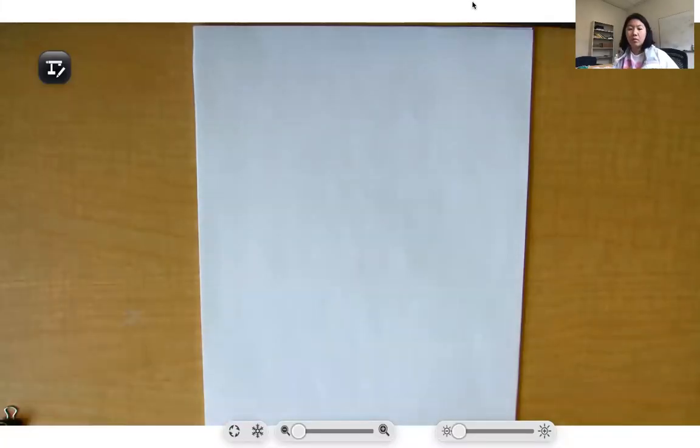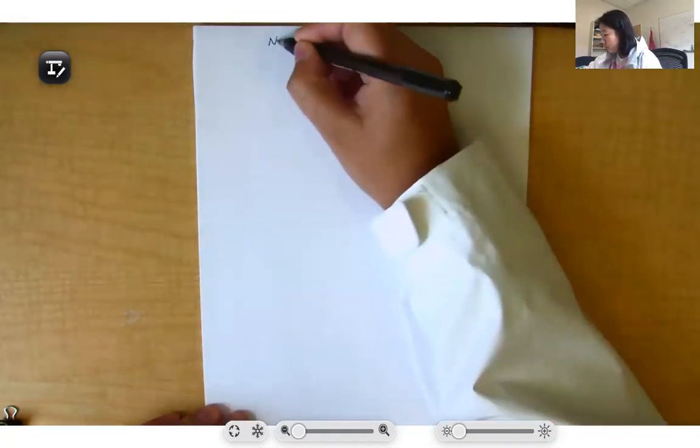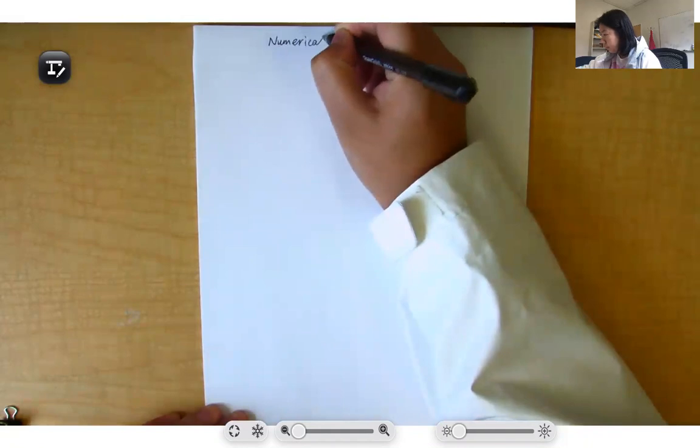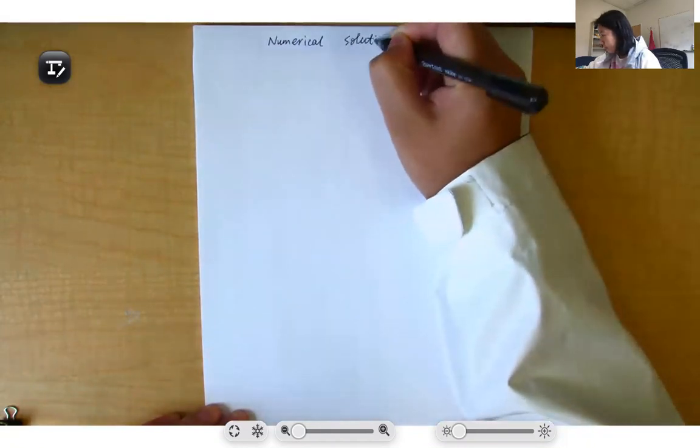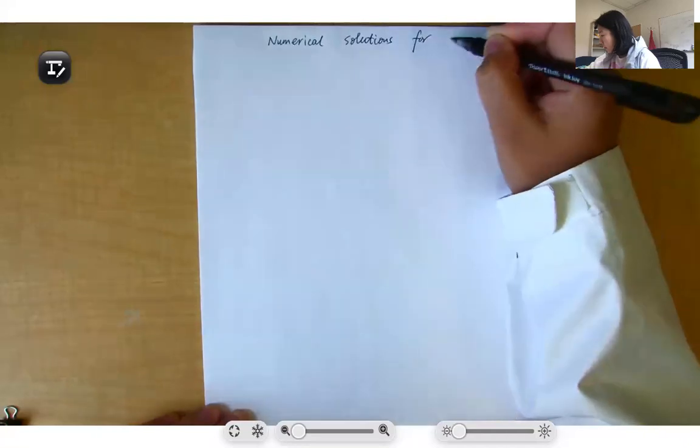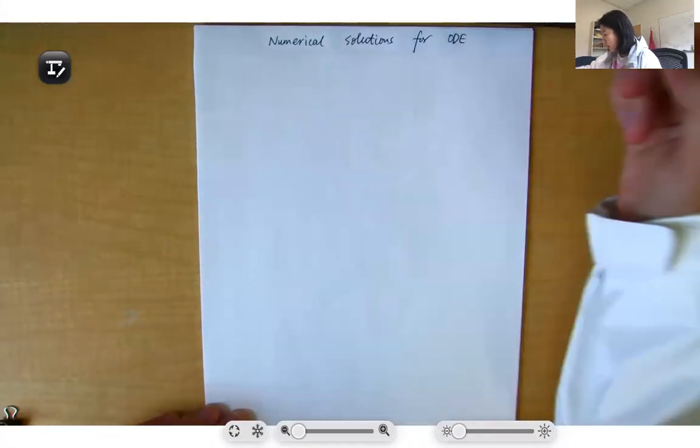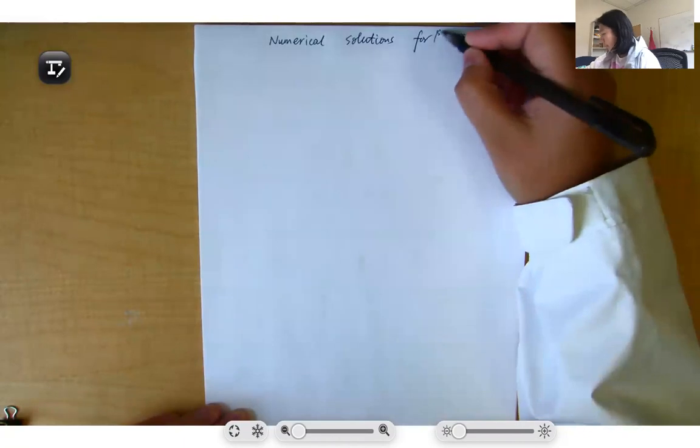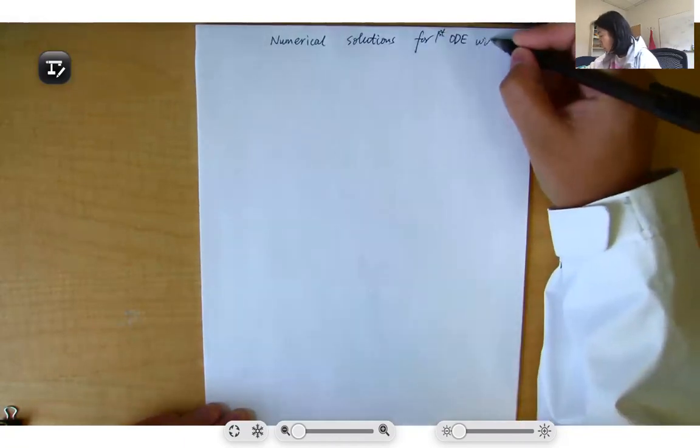So we will talk about numerical solutions for first order ODEs, and we mainly will talk about two different strategies. One is the one-step numerical solution, and the other is the multi-step numerical solution. So we will start with the one-step numerical solution for ODEs, or you can say first order ODEs with the initial value problem.